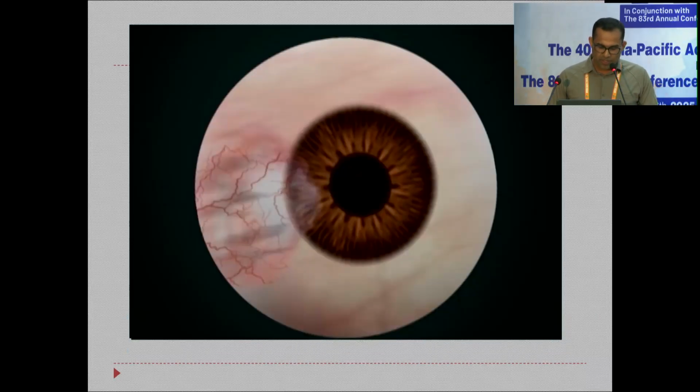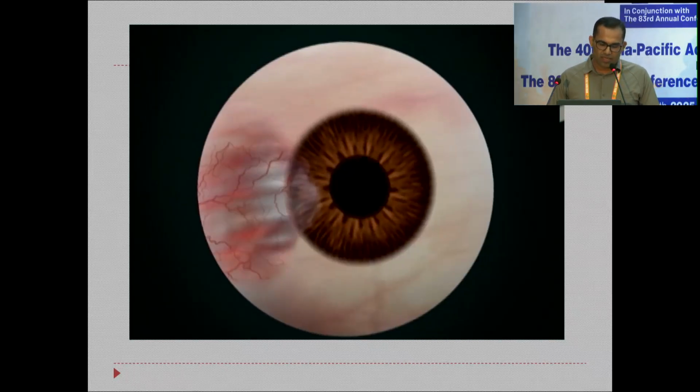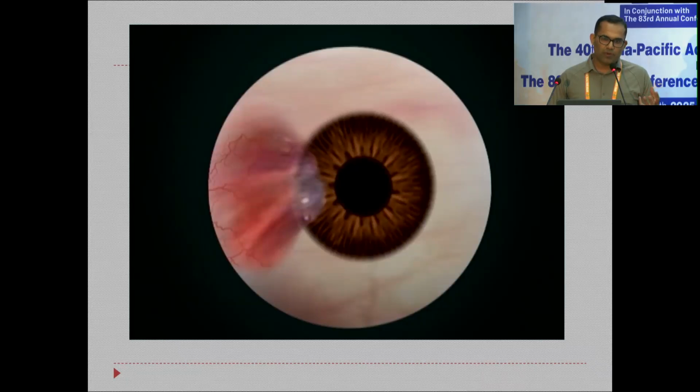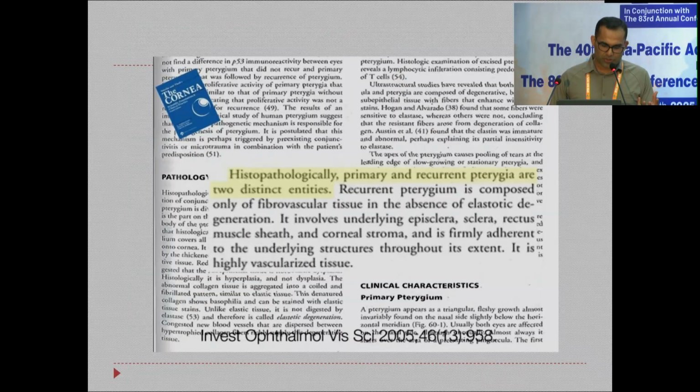So let's see why recurrence occurs. Initially we used to use a bare sclera, so there is a kind of fibrovascular tissue formation or granulation tissue formation, which eventually forms the recurrence. If we look at the recurrence histopathologically, the primary and recurrent pterygia are completely two distinct entities. So recurrence is actually not a good term. It's a wrong term to use. Recurrence is not recurrence. It is a secondary healing response, which is nothing but fibrovascular tissue.